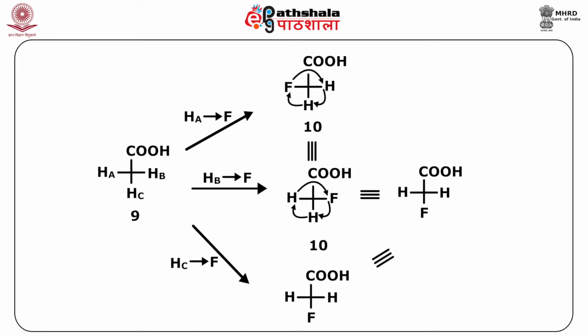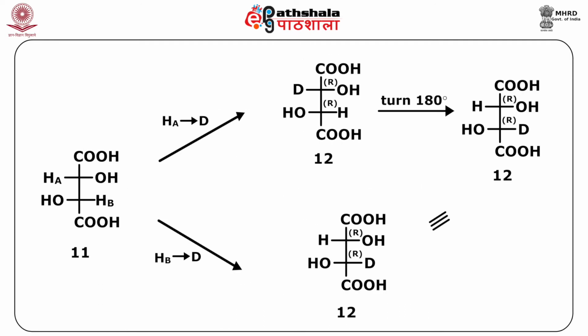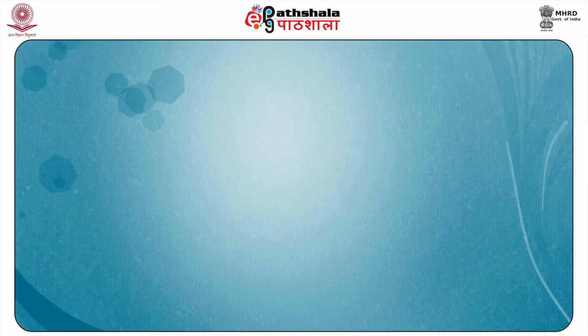The three hydrogen atoms in acetic acid as shown here are homotopic because replacement of any one of them by fluorine gives the same fluoroacetic acid. Now, this is shown to you here in the figure. Methine hydrogen atoms in R-tartaric acid are homotopic because replacement of either one of them by deuterium gives the same 2R,3R tartaric acid-d. Now you can see here in this figure the homotopic ligands in tartaric acid as described.